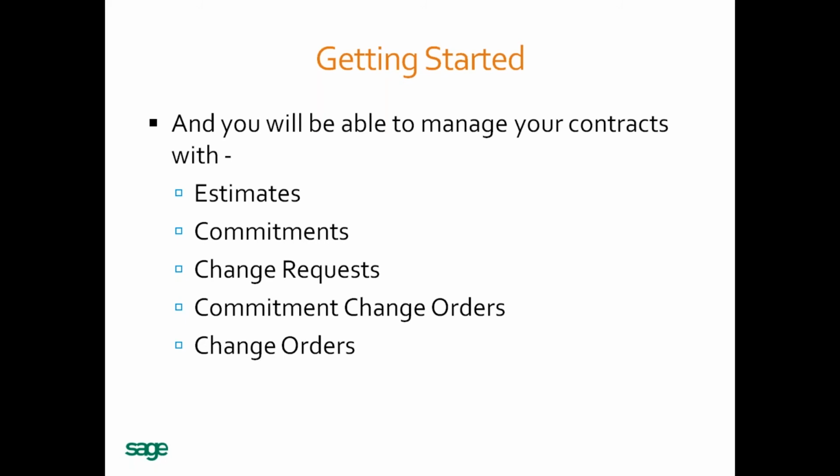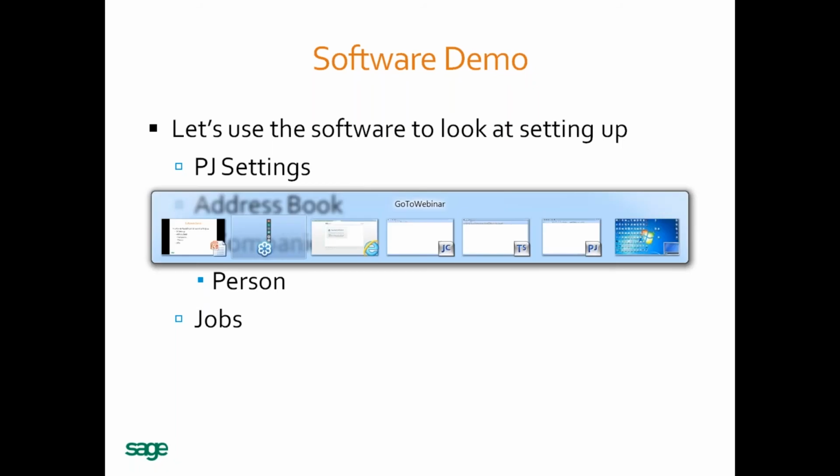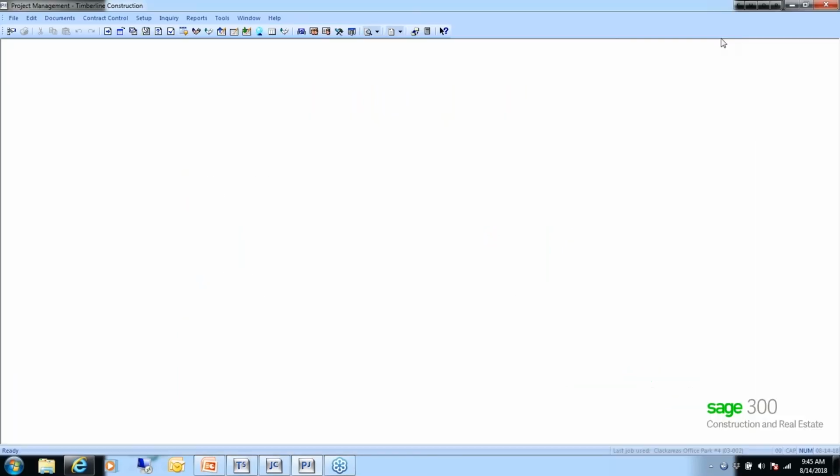So the path to getting started, we're going to be taking a look at PJ settings. So this is the step that actually creates the PJ master file and document file. I'm going to show you custom descriptions where you can go in and customize some field titles or drop-down boxes. We're going to go in and look at how to set up companies in the Sage address book and the contacts or the persons in address book. This is a direct link to the AB module.